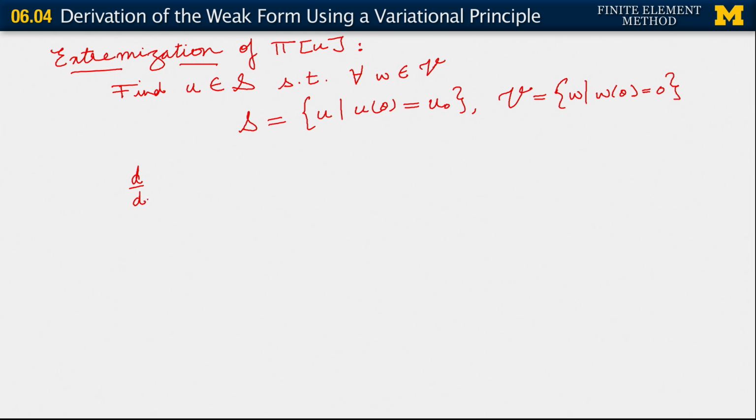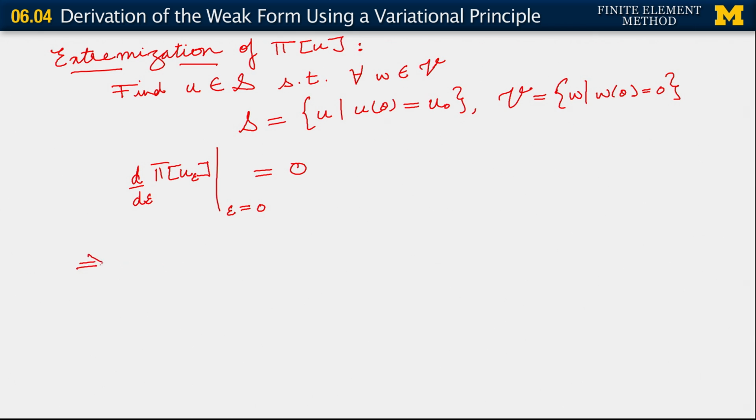d/d epsilon of pi of U sub epsilon evaluated at epsilon equals 0, right? Let's do the extremization. This is the derivative that we've written out. What is the extremal condition? The derivative vanishes. Okay? Let's do this now.